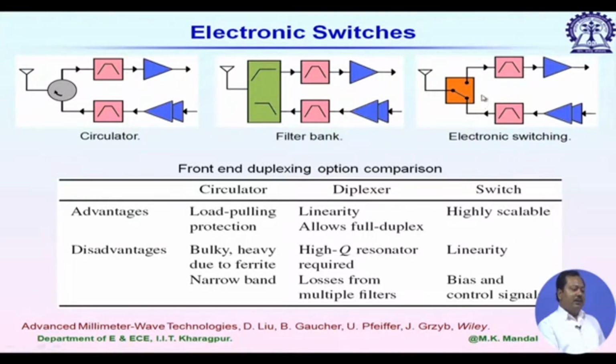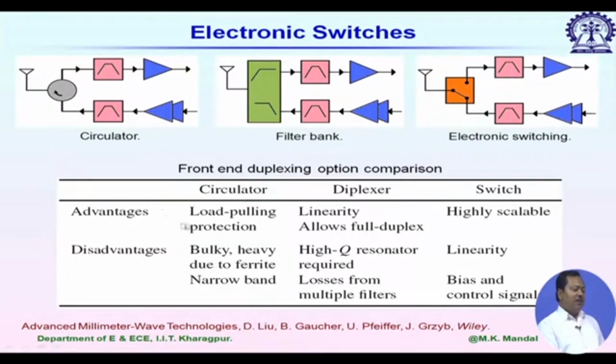Also, we see that it is not a full duplex system. When we are using the antenna for transmission, we can't receive any signal because the receiver path is open. So, here is a comparison of the advantages and disadvantages of these three different types of technologies.